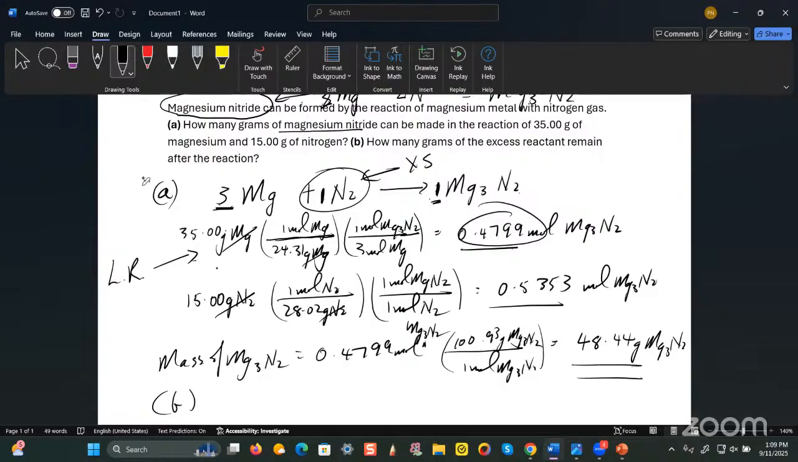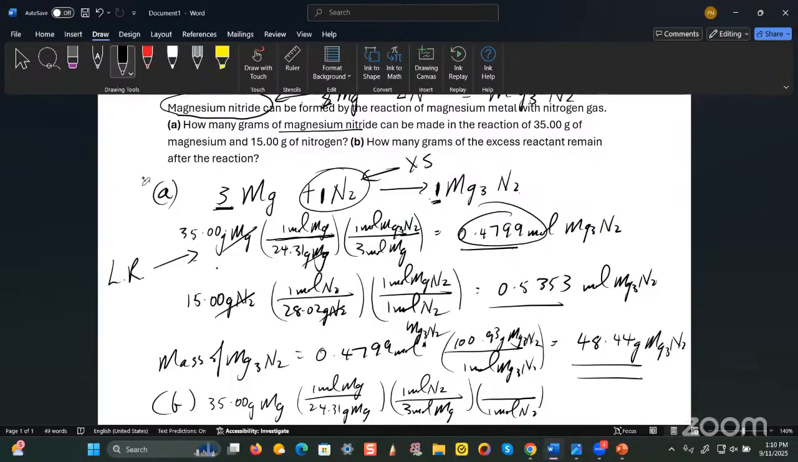So what I'm going to do is start off with the 35.00 grams of the magnesium. I'm going to convert that to moles: 1 mole of magnesium above and 24.31 grams of magnesium below. And then the mole ratio, this time we're going to look at the mole ratio between the magnesium and the nitrogen. That's a 1 to 3 mole ratio. So I'm going to put 1 mole of nitrogen here and 3 moles of magnesium down here. And then the last step in this series is where I convert the moles of nitrogen to grams.